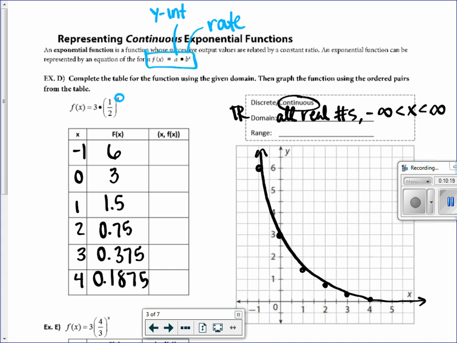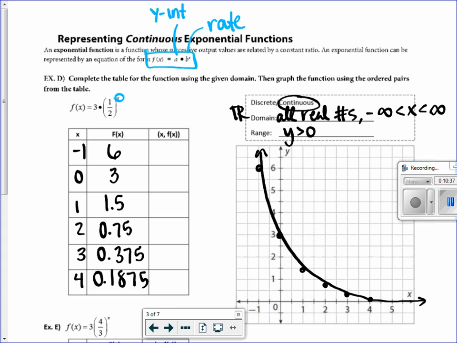Now for the range. Were there any limitations for the y values? Yes. What's going to be true about all the y values? They all have to be positive, and they're not going to get to 0, so y values are greater than 0.